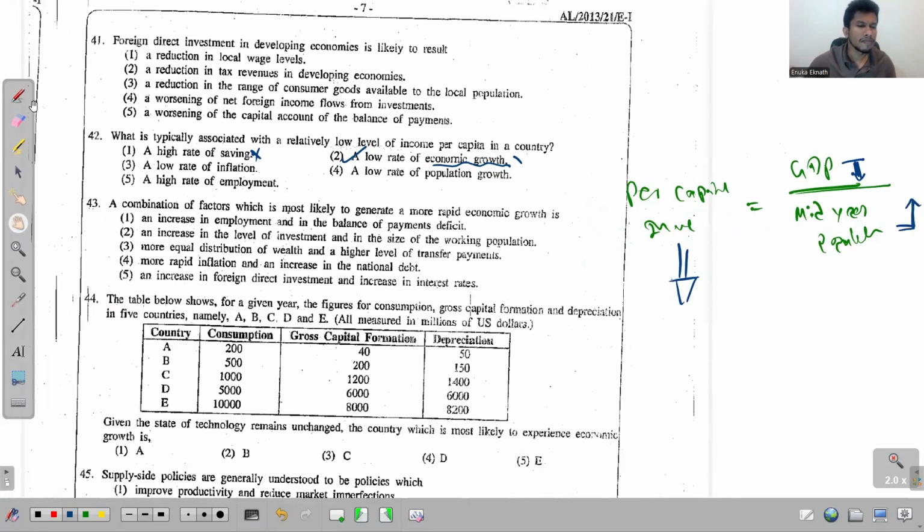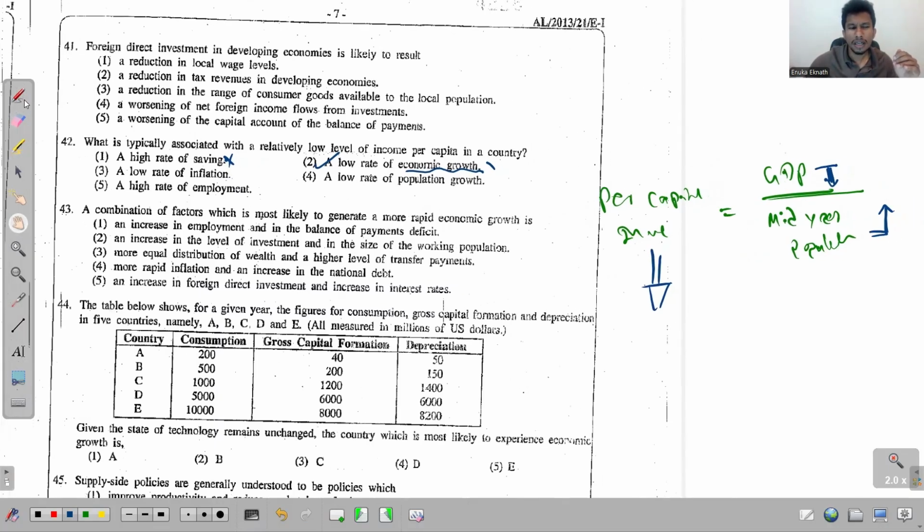Right. The third one, a low rate of inflation. Is inflation low when the income per capita is low? No, there's no direct relationship between the two. The fourth one, a low rate of population growth. No, the population growth has to be higher for this per capita income to decrease. So the opposite is true.